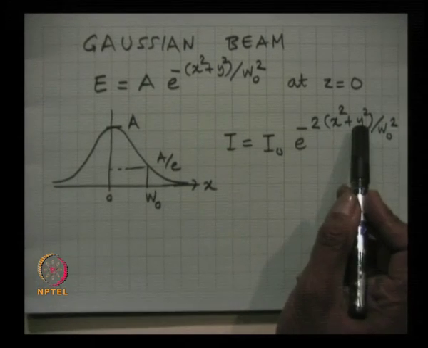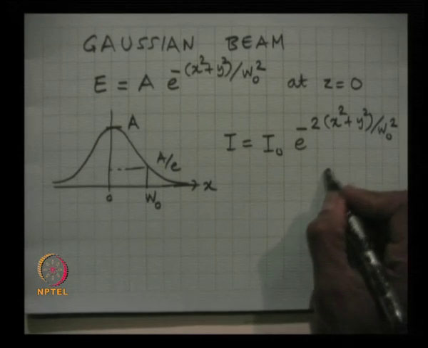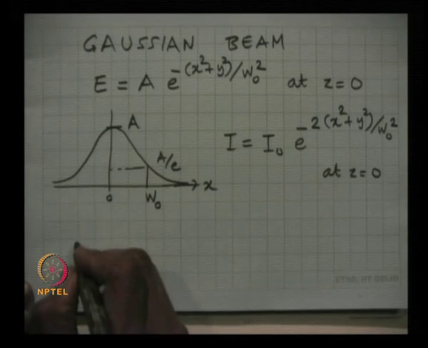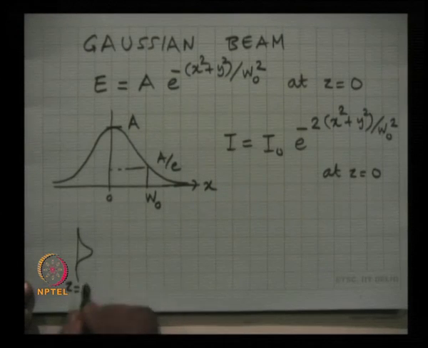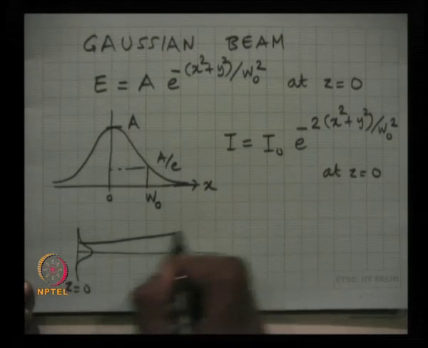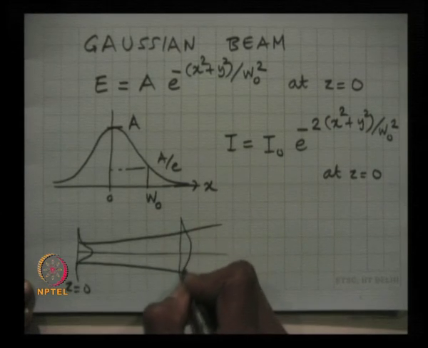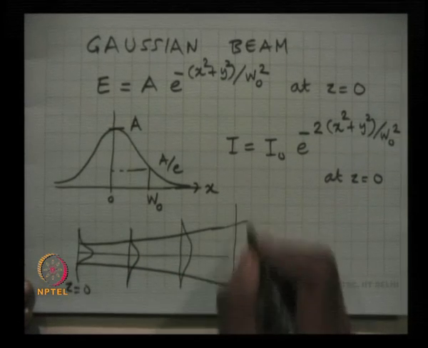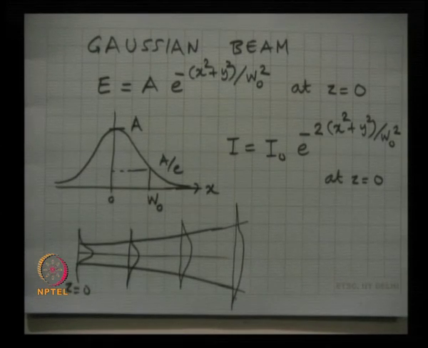And at x square plus y square equal to w0 square, the intensity falls down by a factor of 1 by e square. So, this is at z equal to 0. This is the Gaussian beam, so let me plot here. This is the Gaussian beam at z equal to 0. As the beam propagates, it expands like this. Here, for example, the Gaussian beam will become like this. Here it is slightly smaller, here it is even bigger. The Gaussian beam keeps on expanding as it propagates, and this is called diffraction divergence.